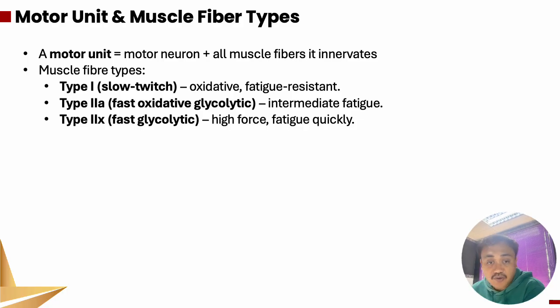And then we have type 2X, or some of the books mention it as type 2B. These are your power fibers. Okay, they produce a lot of force very quickly, but somehow they fatigue very fast. Perfect for things like sprinting or heavy lifting, where you need a burst of power in a very short amount of time. Each motor unit contains only one type of fiber, okay, and different units are used depending on the demand. Your body chooses which ones to activate depending on the intensity of what you're doing.